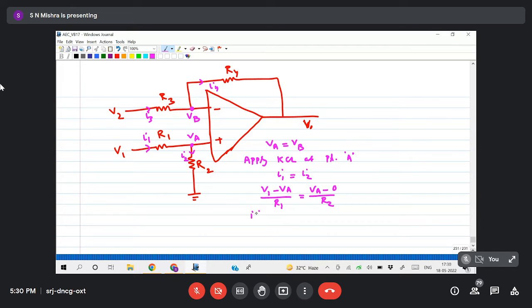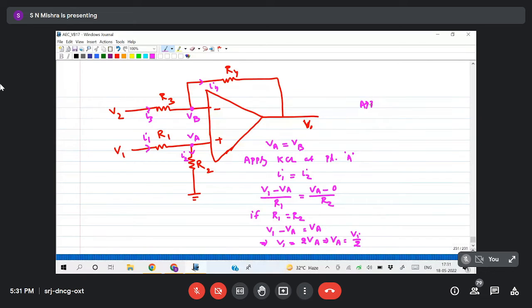Now if both the resistances are the same, R1 equals R2, then what will we get? V1 minus VA equals VA, that implies V1 equals 2VA, so VA equals V1 by 2. Okay. Next, let us see what is happening at point B.